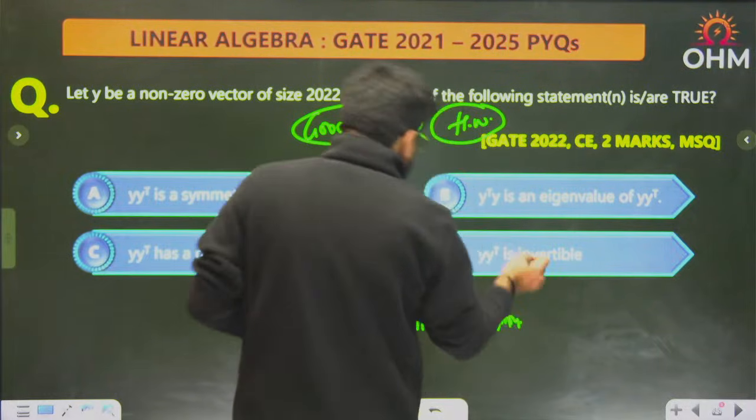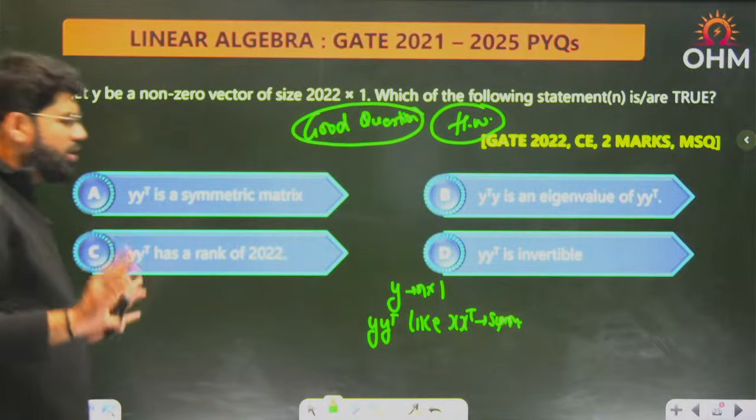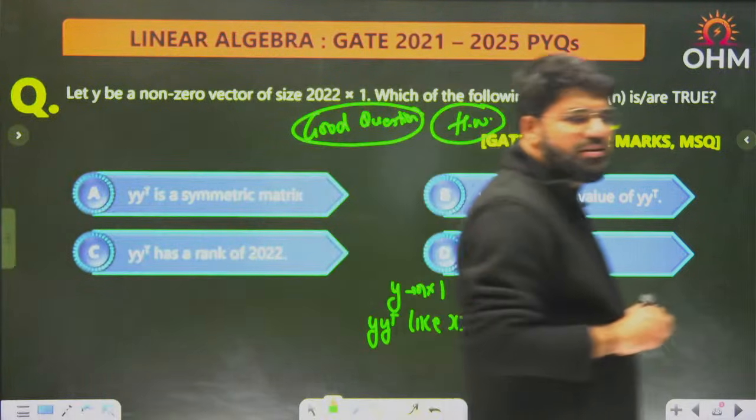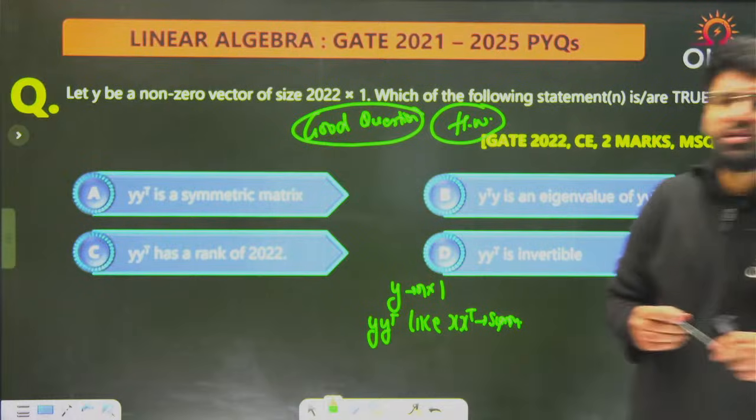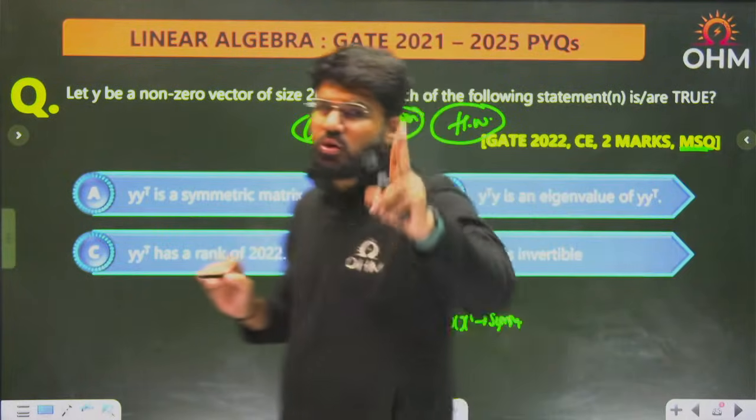But whether it is invertible, or what the eigenvalue is, or what the rank is, just solve and get me the answer. Just solve and get me the answer. This is one good question, MSQ. Please mention your answer in the comment box later.